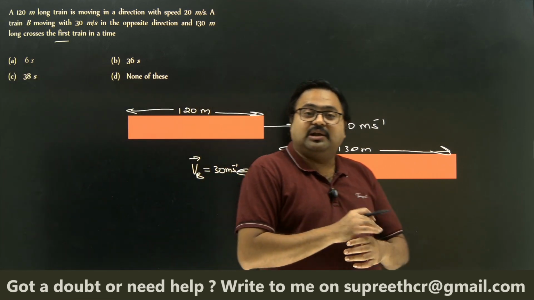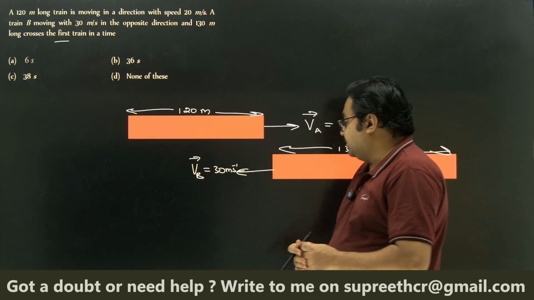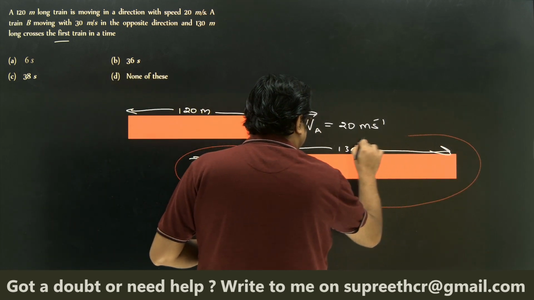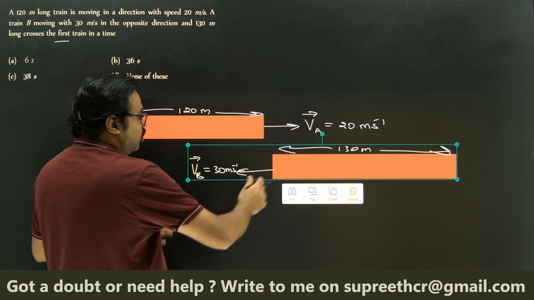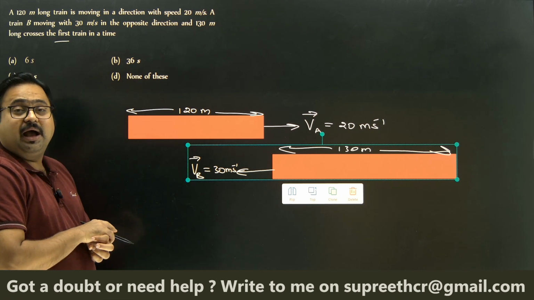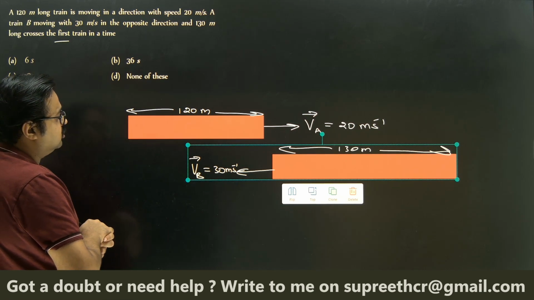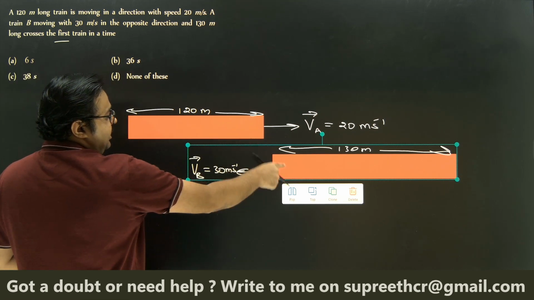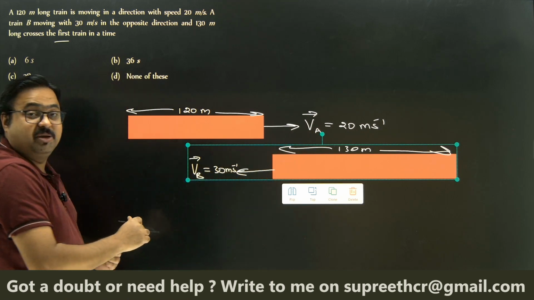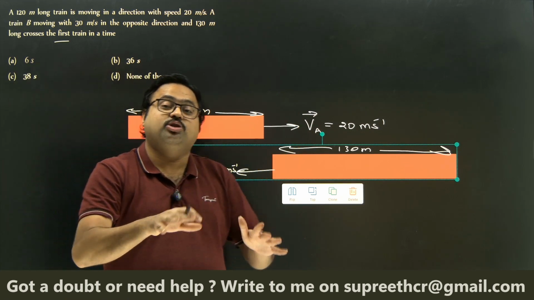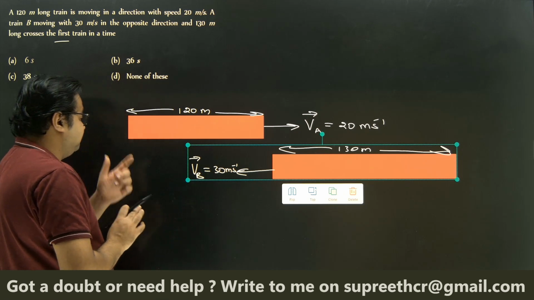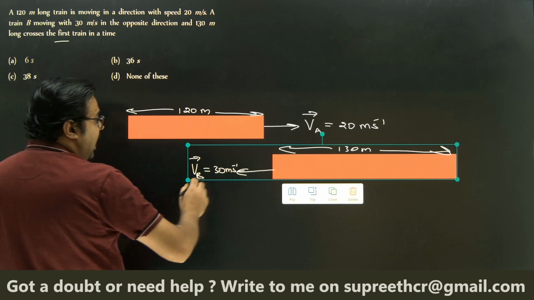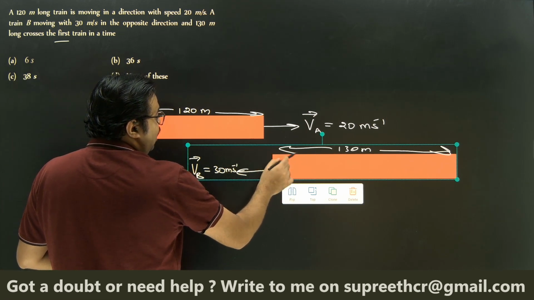So let's try to solve this problem, my dear friends. We have this particular train that is going to cross the other train. I want you to think about it. Now, you all have written these velocities, VA and VB. Both of these velocities are with respect to the ground. When that is the situation, you can now talk about how long it takes for this train to cross over.